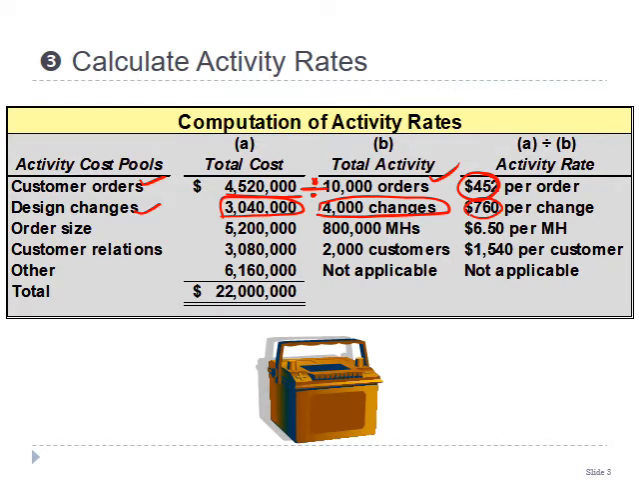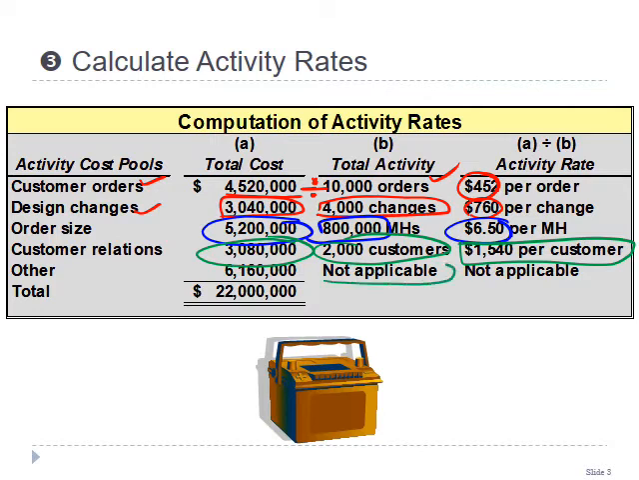Similarly, order size came from first stage allocation, 5.2 million divided by 800,000. Answer is 6.5 per machine hour. The fourth one is customer relation, 3.08 million divided by 2,000 customers. So it means cost per customer is, sorry, $1,540 per customer. And since we don't have any other activity measures, it's not applicable.